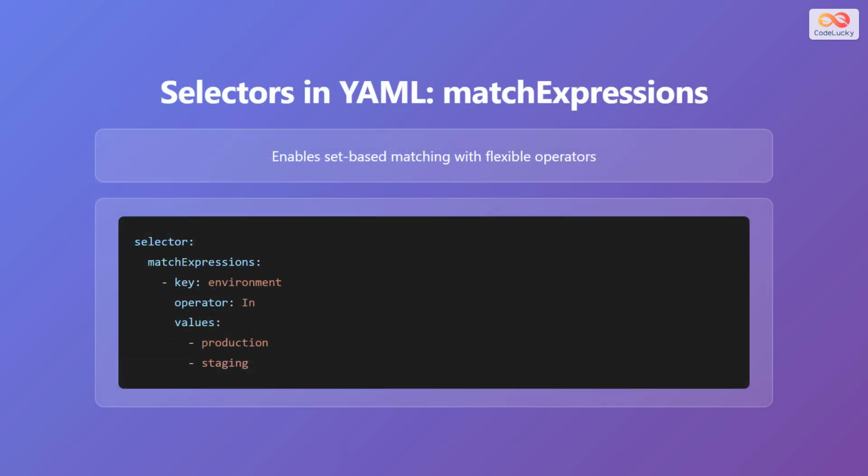For more advanced filtering in YAML, you can use matchExpressions. This enables set-based matching with flexible operators. Each expression contains three fields: key, operator, and values. The key specifies which label to check. The operator defines the comparison type like in, not in, exists, or does not exist, and values is an array of acceptable values. In this example, the selector matches resources where the environment label is either production or staging. MatchExpressions give you the full power of set-based selectors in your YAML configurations.